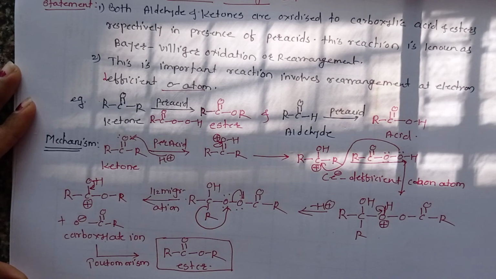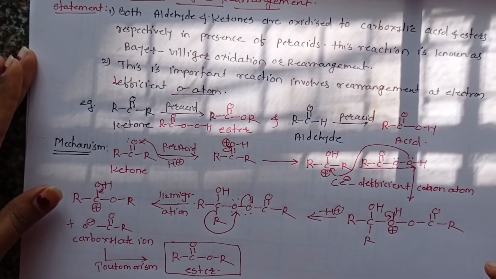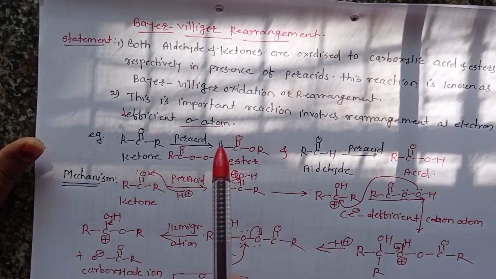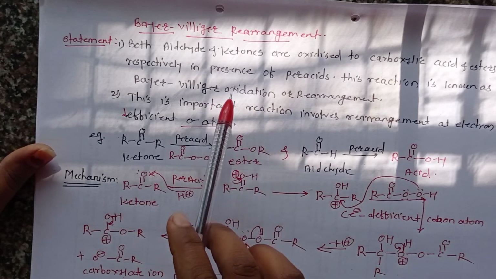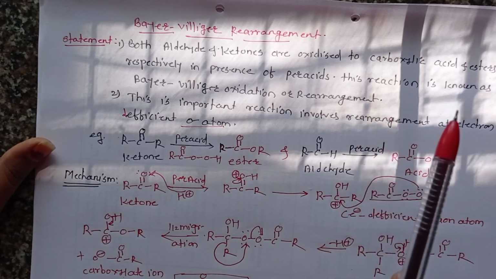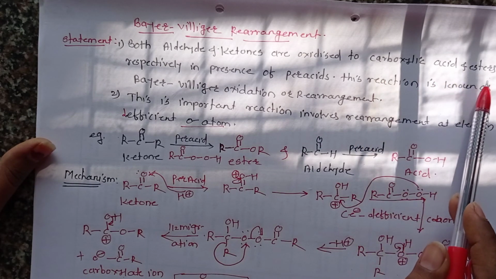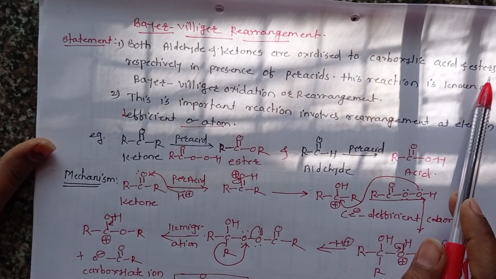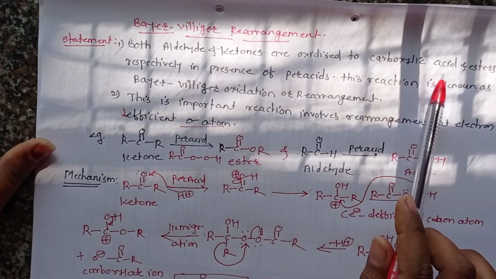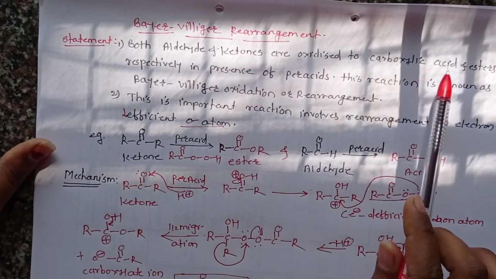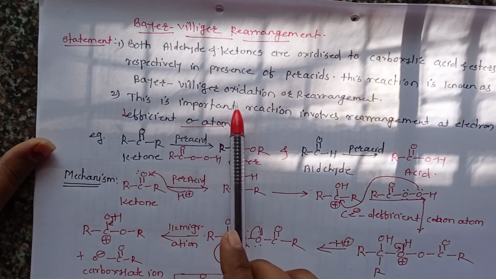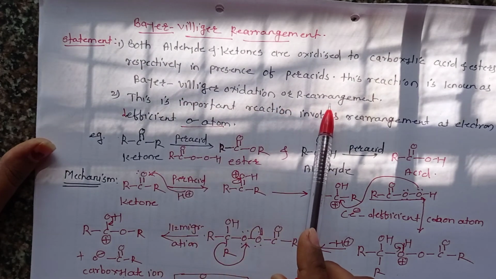So this is all about the Baeyer-Villiger rearrangement. Let us discuss the Baeyer-Villiger rearrangement again. We take either an aldehyde or a ketone. So the aldehyde or ketone is oxidized in the presence of a peracid. So a carboxylic acid or an ester forms. It depends on whether the starting compound is an aldehyde or ketone. Suppose we take an aldehyde, a carboxylic acid forms; if we take a ketone, an ester forms. So the overall reaction is known as Baeyer-Villiger oxidation or Baeyer-Villiger rearrangement.